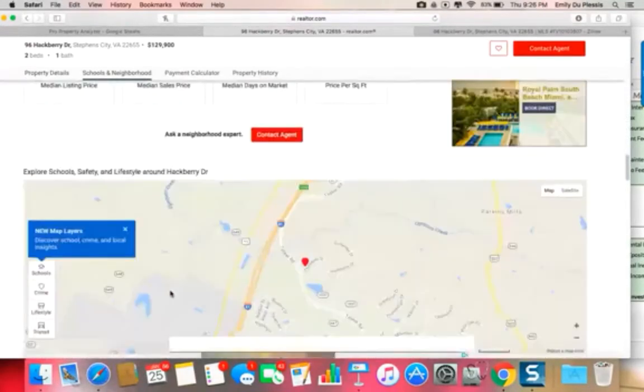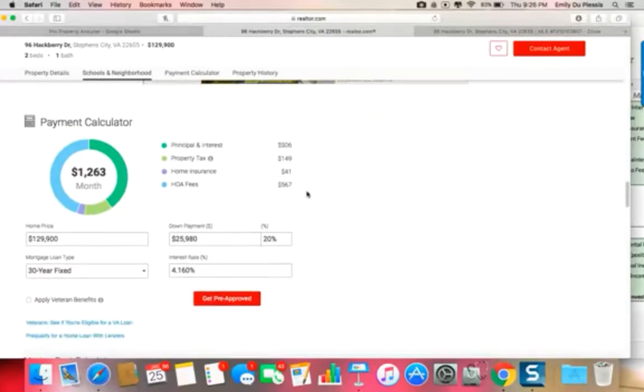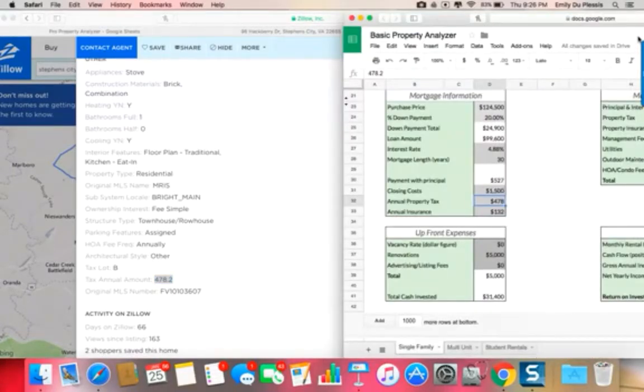Because if I scroll down and use the payment calculator that we see, it tells me that the property taxes are $149 a month. And obviously, when we look at this, they're only $478 a year. So you would be overestimating those taxes by a long shot if you took that. So this is just kind of a sidebar: when you find a property that you're interested in, check it out on multiple sites to see if the information is accurate or not.